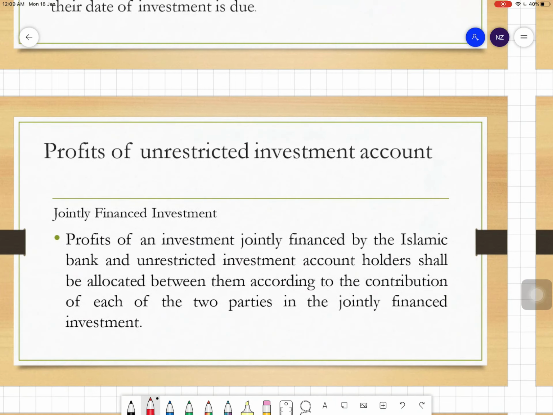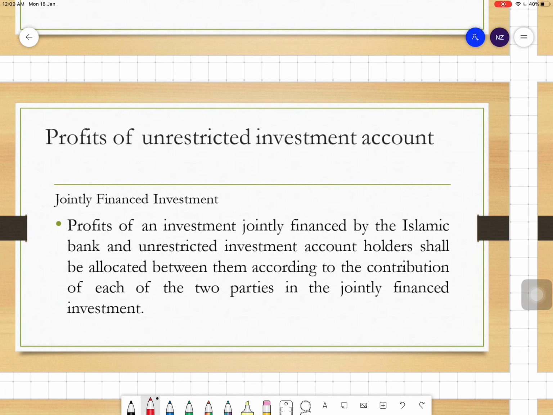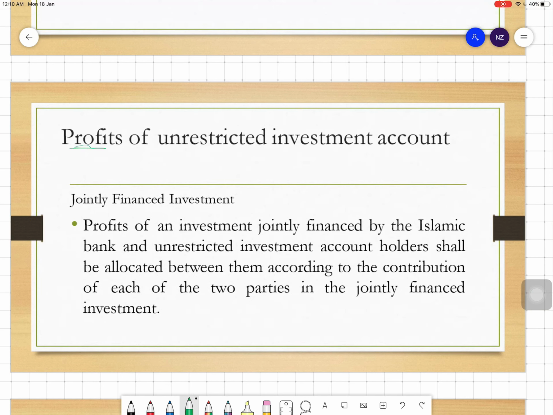And for that one, in terms of equity, or the amount they first invest, then we have to record the profit too, right? So this one is in terms of recording profit of unrestricted investment account. To record profit, it is related to jointly financed investment. Yes, mudharabah is related to a partnership contract. So when it relates to the partnership contract, it has to do with joint finance investment types, right?